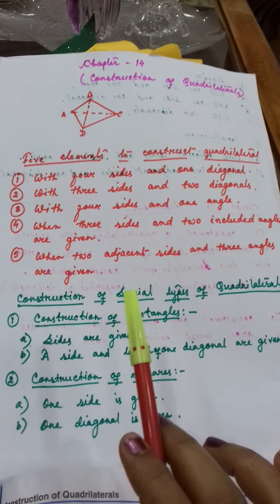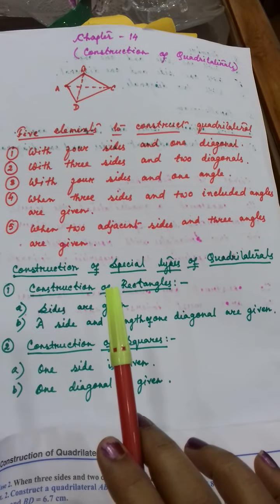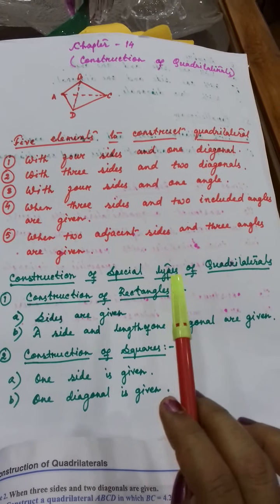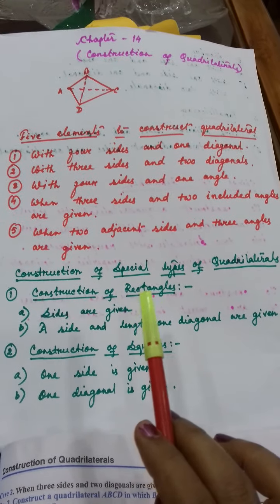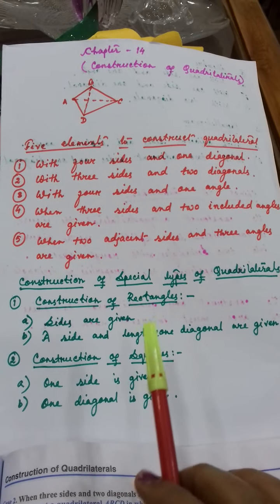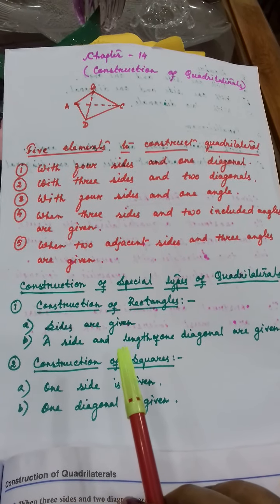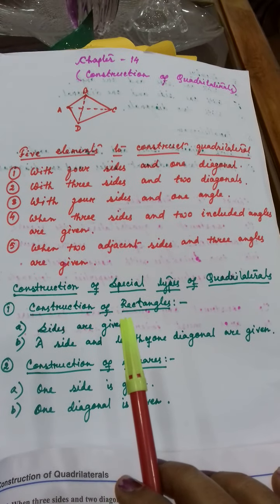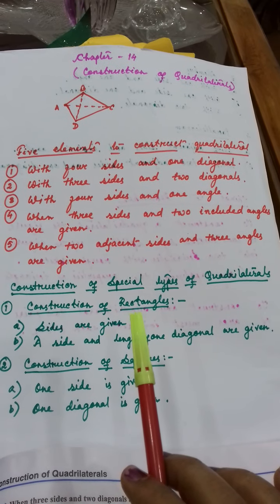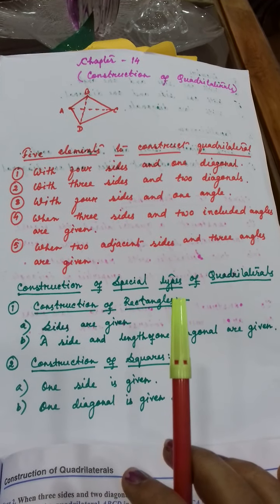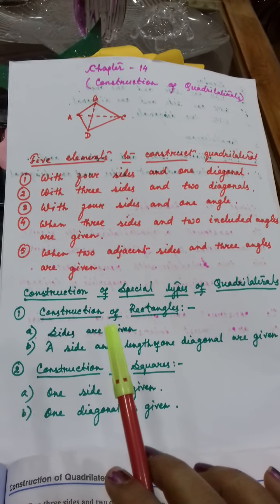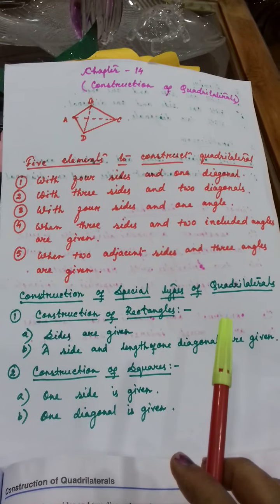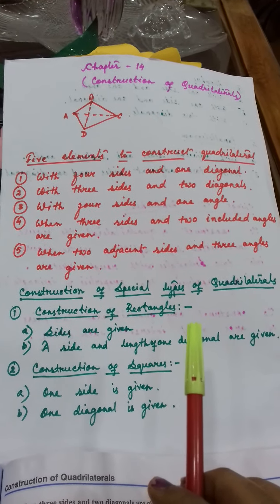Got it? Now there are some more constructions. Which one? Construction of special types of quadrilaterals. All of you know rectangle, square, rhombus, parallelogram, trapezium. These all are special types of quadrilaterals. Now here all the quadrilaterals will not be required. Only 4 special types of quadrilaterals I will teach you. First one is rectangle, then square, and 2 more, rhombus and parallelogram.